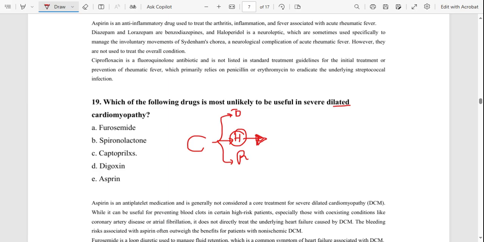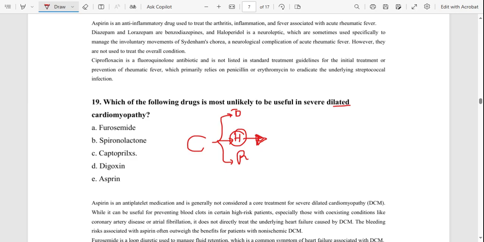So in the management of this cardiomyopathy, you want to look at the complications. Here the drugs we have got furosemide, spironolactone, captopril, and digoxin. In dilated cardiomyopathy, just like any other, it can result in heart failure. And we know that in heart failure, there can be fluid overload that leads to edema. So what should you do? Give a drug that is going to reduce the fluid, for example, furosemide, which is a loop diuretic.